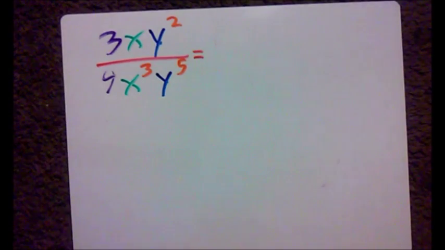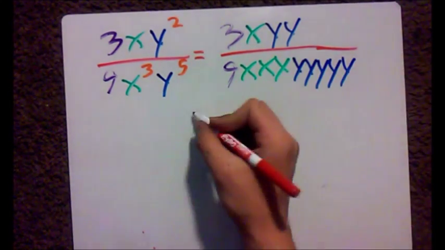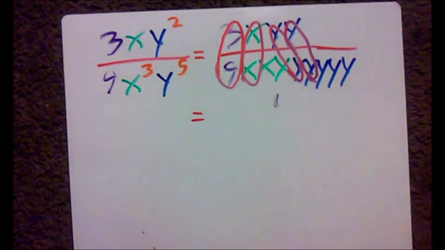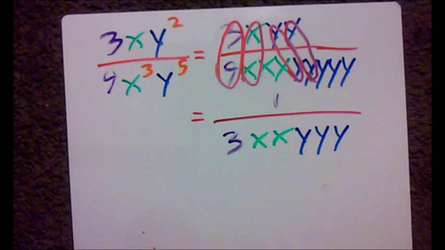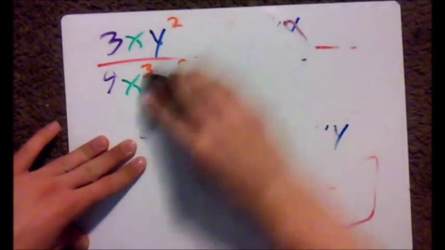The reason as to why this works is if you break it down like we did before, you end up with something like this. When you start to cancel out, x is cancelled out and y is cancelled out twice in the numerator, so you end up with 1 over 3 times x times y times y times y, which is equal to 1 over 3 x squared y cubed.